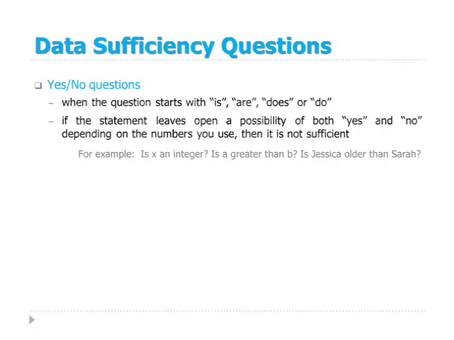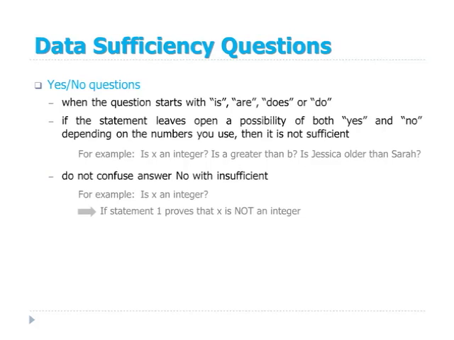A statement in such questions is considered sufficient if it contains enough information to provide a certain yes answer or a certain no answer. Do not confuse answer no with insufficient. For example, if the question asks whether x is an integer and statement 1 proves that x is not an integer, then statement 1 is sufficient. Answer no is not equal to insufficient.